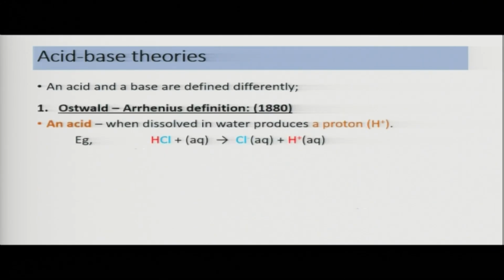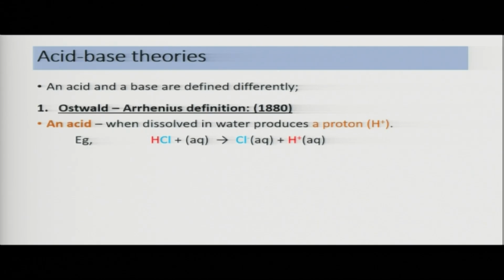So acids and bases were defined differently by different people, and so there came the aspect of acid-base theories. We're going to be looking at these different definitions and who defined them. Let's get started with the first scholar. In 1880, way, way many years ago, about a century and so on, these two scientists, Ostwald and Arrhenius, came up with a definition.